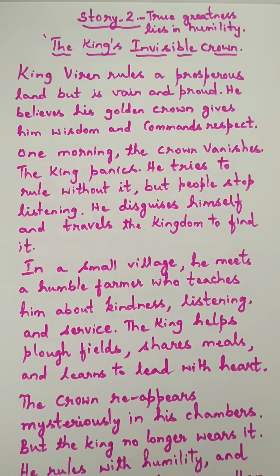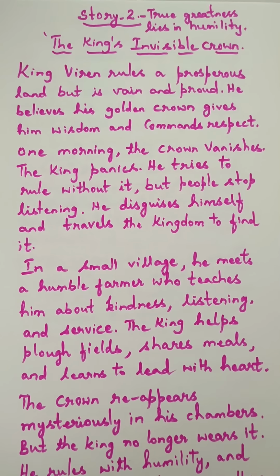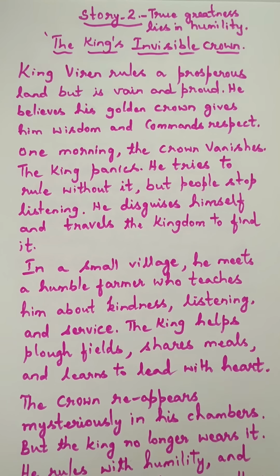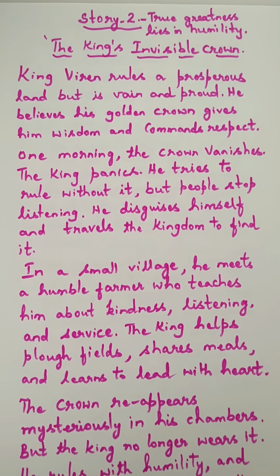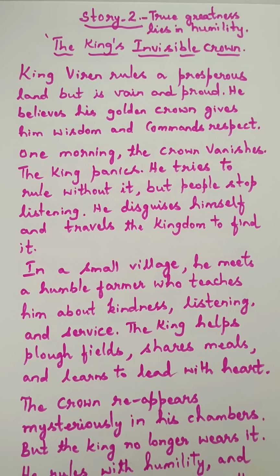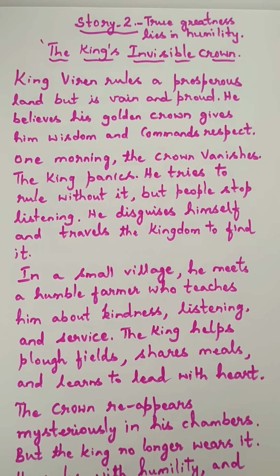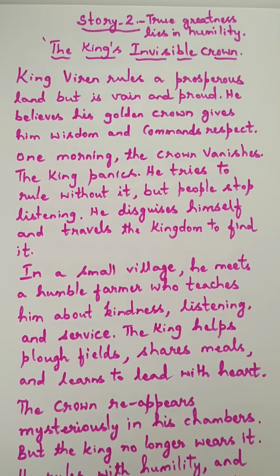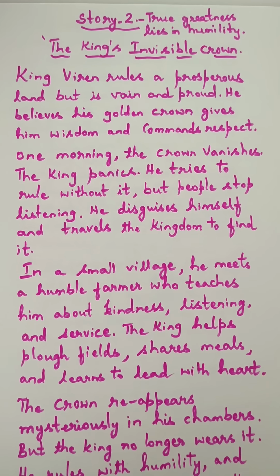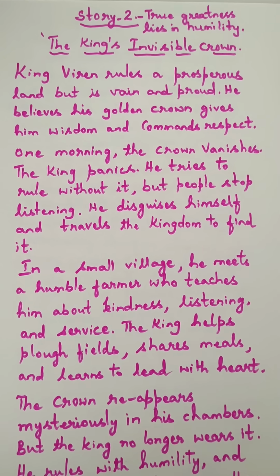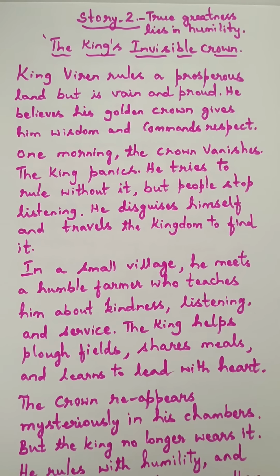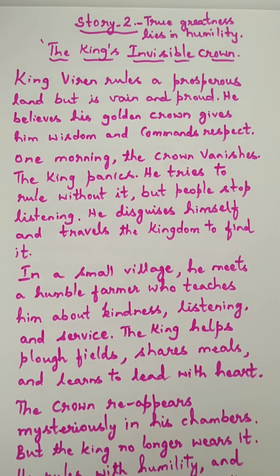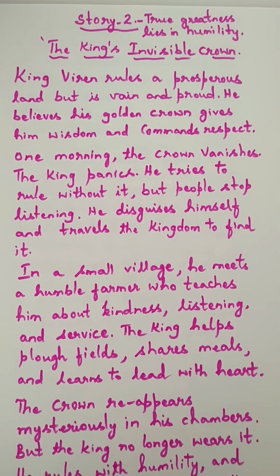King Viren rules a prosperous land but is vain and proud. He believes his golden crown gives him wisdom and commands respect. One morning, the crown vanishes. The king panics. He tries to rule without it, but people stop listening. He disguises himself and travels the kingdom to find it.